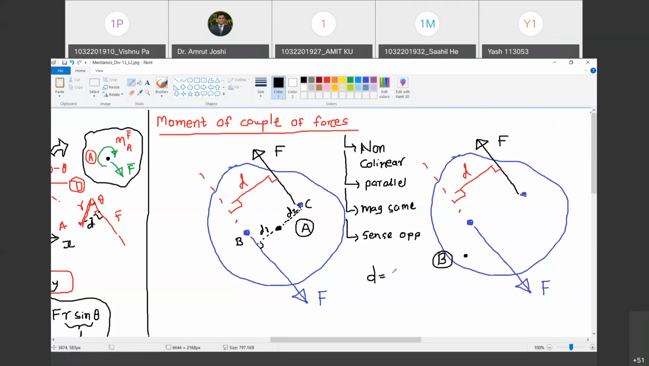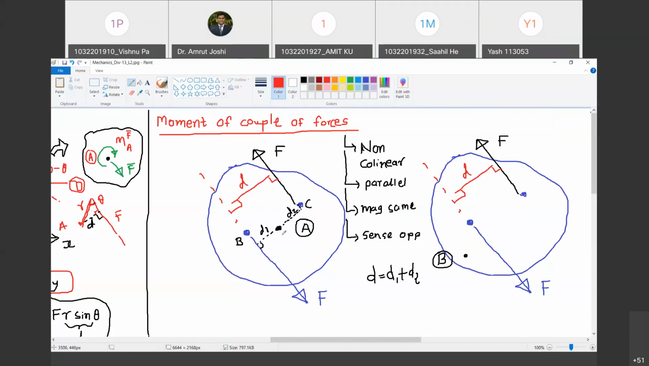D has to be equal to D1 plus D2. Do you agree with me? Yes, sir. Agreed. Now we are trying to find out what is the effect of these two forces at A. So now I want to find out the effect of this F bar acting at B at A. So what should I do?